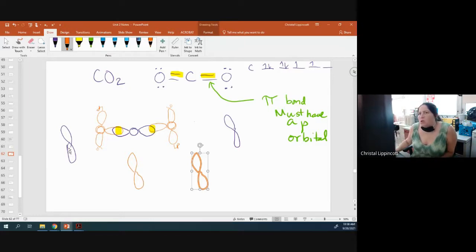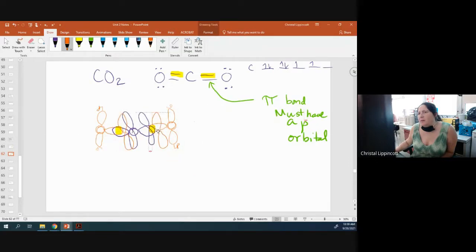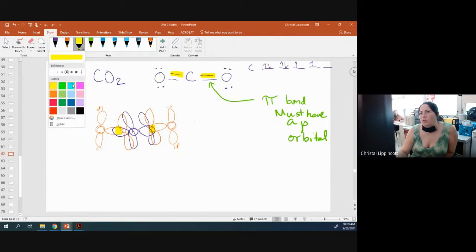Okay. So now this carbon is going to have one here with this oxygen, and they're going to bond side to side. And the carbon is going to have another one over here, and it's going to bond side to side with this oxygen. And these are pi bonds then. And we need p orbitals to do that. So right here is a pi bond, and here is a pi bond. That's these.